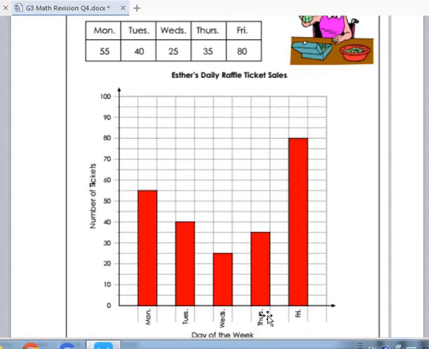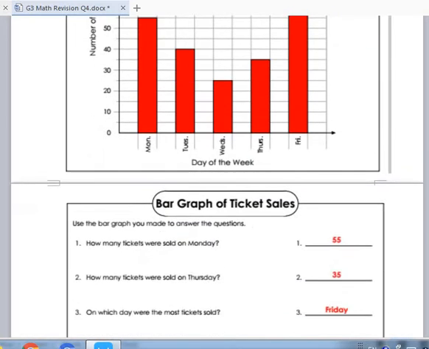Then Thursday, I have 35 on Thursday, so I go up until I reach 35. Then Friday, I go up until I reach 80 here now. Okay, so this is the bar graph.